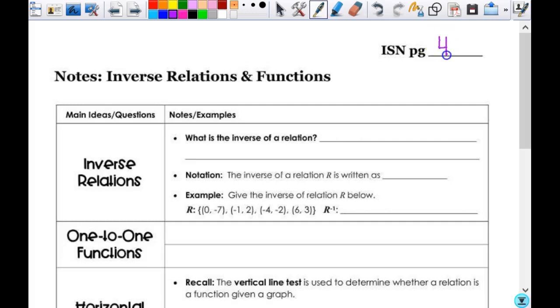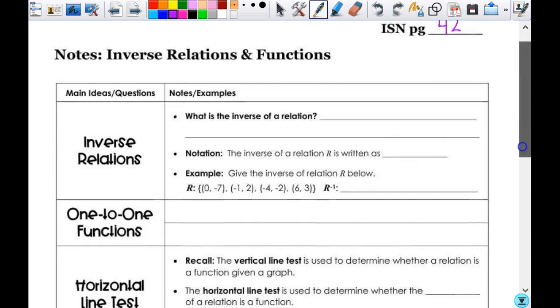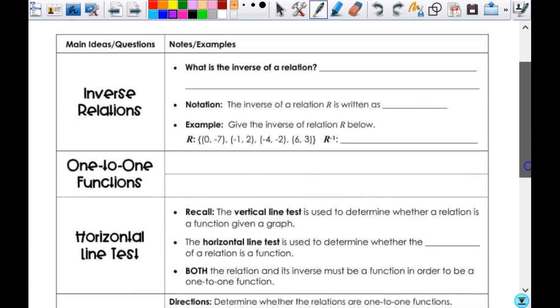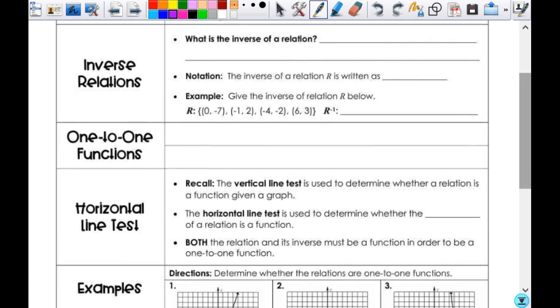Page 42 when we're done. We're going to talk about inverse relations and functions. Now, inverses are something that you've done in Algebra 2 as well. You didn't really talk about domain with them, and we're going to look at domain a little bit today with them, but inverses should not be brand new to you.